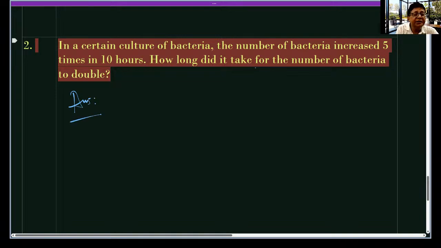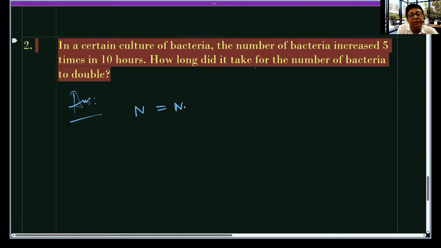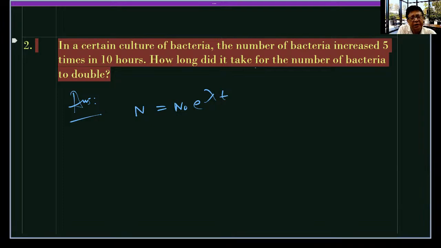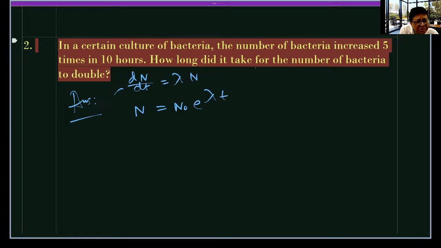Number of bacteria increased 5 times in 10 hours. So again, growth model: N = N0 e^(λt). I am not taking the risk of writing the differential equation. If I write dN/dt = λN or kN, its solution is this only. We have proved it.